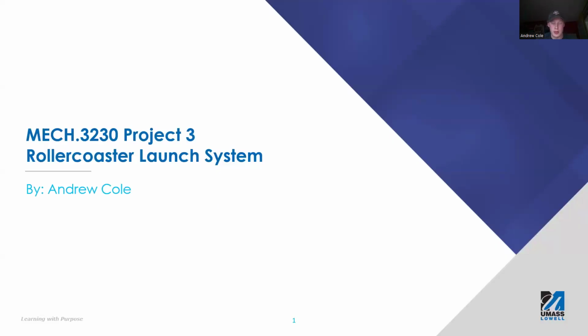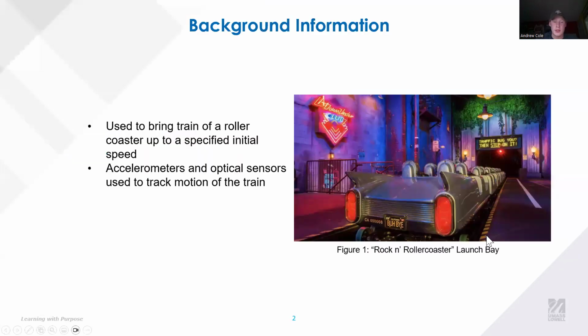This is my project 3 on roller coaster launch systems. So a little bit of background information. A roller coaster launch system is used to launch a roller coaster train at some specified velocity to fit the theme of an attraction or the level of thrill of an attraction.